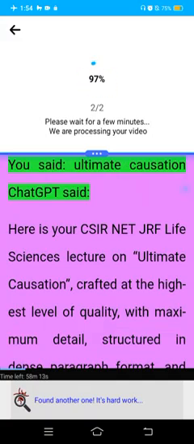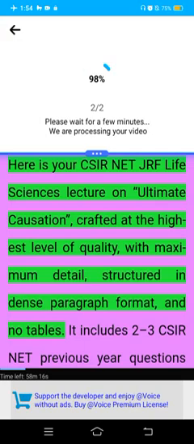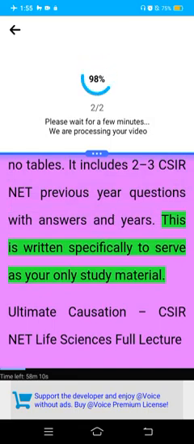You said, ultimate causation. ChatGPT said: Here is your CSIR NET JRF Life Sciences lecture on ultimate causation, crafted at the highest level of quality, with maximum detail, structured in dense paragraph format and note tables. It includes 2 to 3 CSIR NET previous year questions with answers and years. This is written specifically to serve as your only study material.